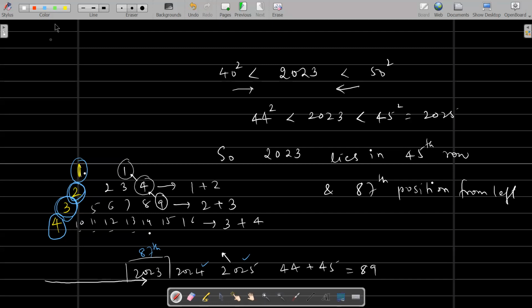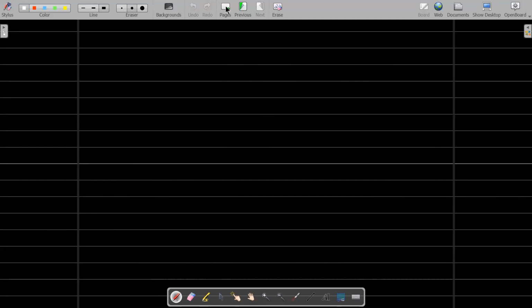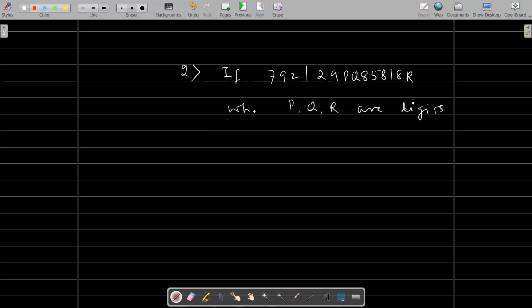Shall we go for the next, second one? This is something related to divisibility. If 792 divides the number 29PQ85818R, where PQR are single digits, then find PQR.